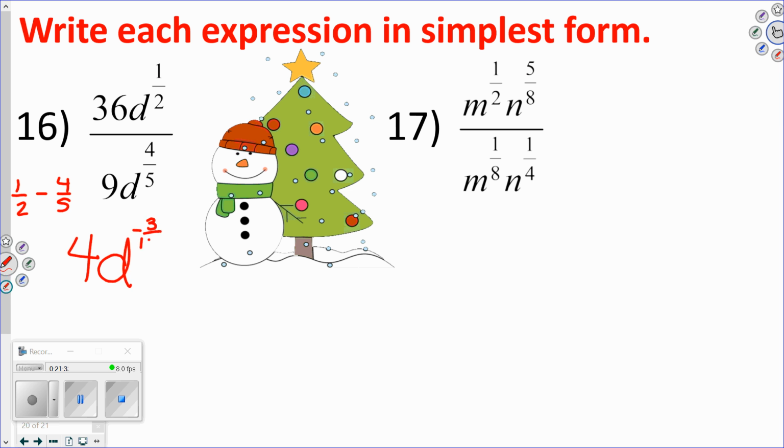Negative 3 over 10? If they were just a d, they would cancel. But they have exponents. So you have to deal with your exponent properties. The common base of d just tells you that they go together. Honestly, I don't know what I would put on the colored paper. Follow your exponent rules? I mean, that's about all I'd write on it.